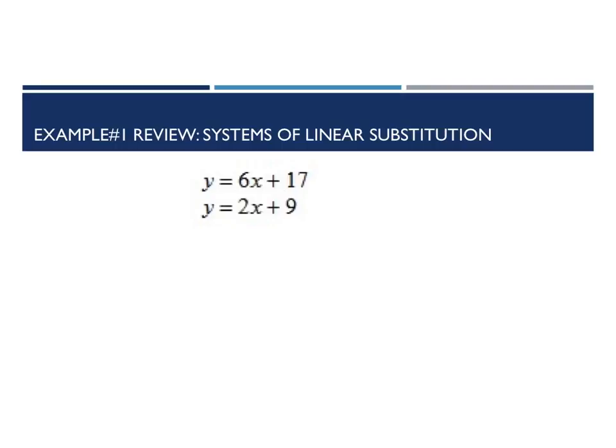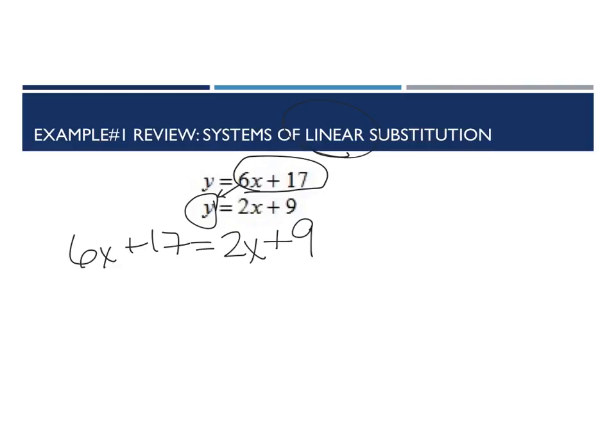Our first example is actually the type of linear substitution that you have already learned. So let's apply what we were just looking at. If y equals 6x plus 17, let's put that in the spot for y in the other equation. And that would allow us to write 6x plus 17 equals 2x plus 9. And then you would simply solve for x. I'm not going to show all the steps. You can pause and do the work, but I believe it'll come out to this.